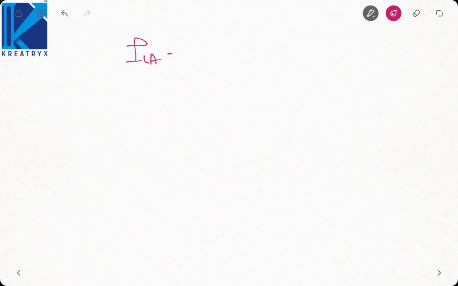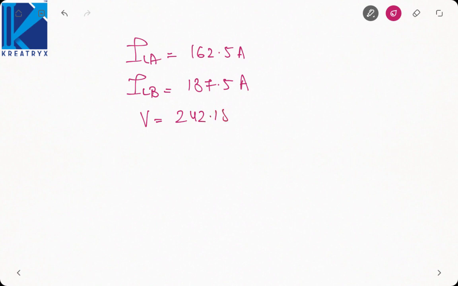ILA will come out to be 162.5 ampere. ILB will come out to be 137.5 ampere and the terminal voltage will come out to be 242.18 volt. Okay. So that is how you can deal with any problem of parallel operation. First draw the equivalent circuit and then apply network analysis, basically KCL and KVL, to determine the desired parameter.